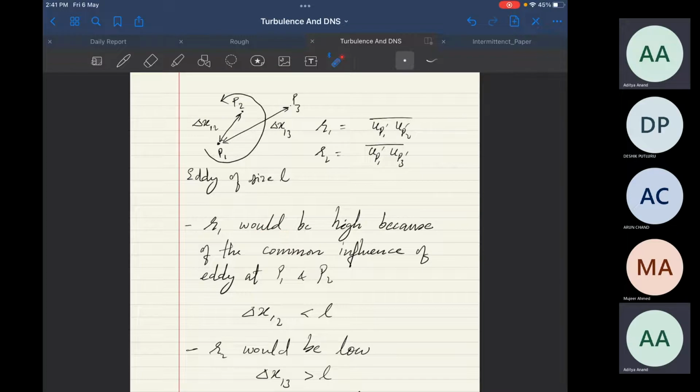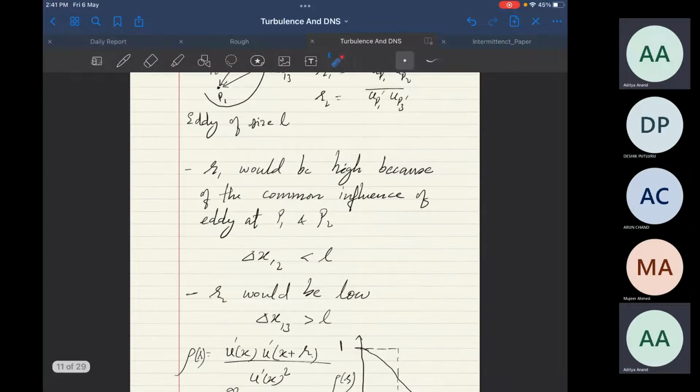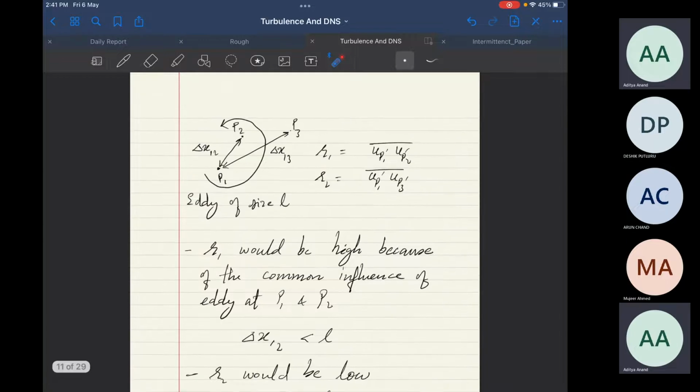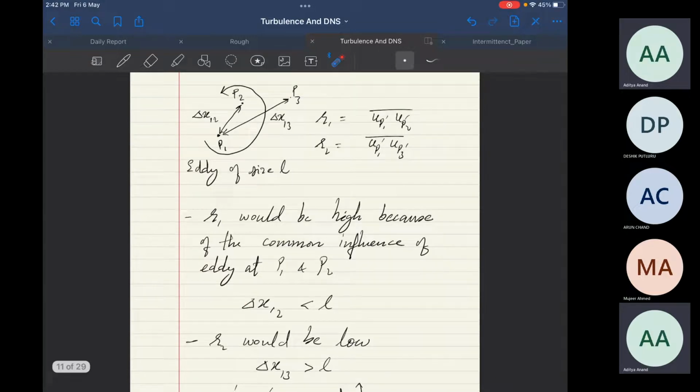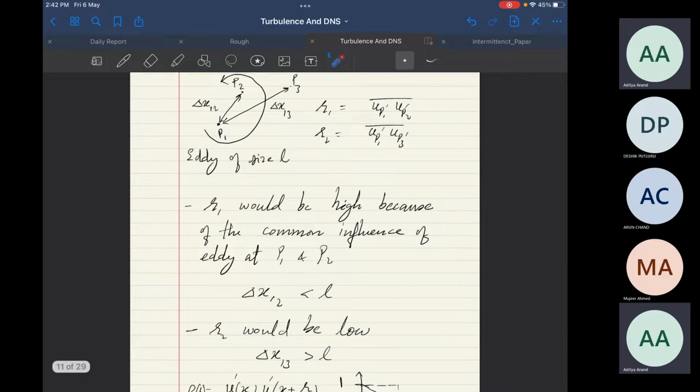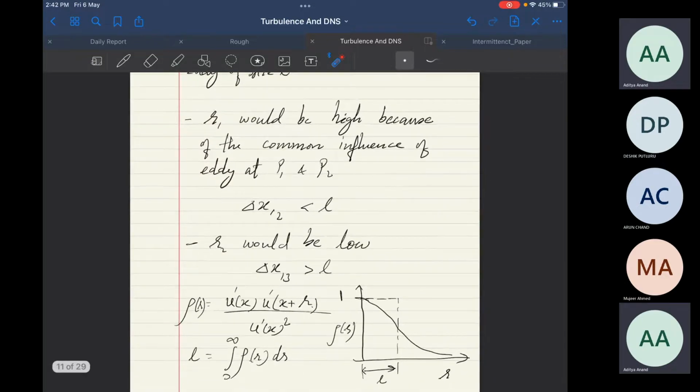Now, R1 would be high. The correlation between these two points would be high because they have a common influence of the eddy. So if you see some fluctuation here, there will be a corresponding fluctuation here. These fluctuations will be correlated in some sense, and as a result, you'll get higher correlation for R1 and a lower correlation for R2. Now, if we assign a size L to this eddy, let's say the diameter of this eddy is L, then your correlations would be high if your separation between these two points, P1 and P2, that is delta x12, is lower than L, and it would be less if your separation is larger.